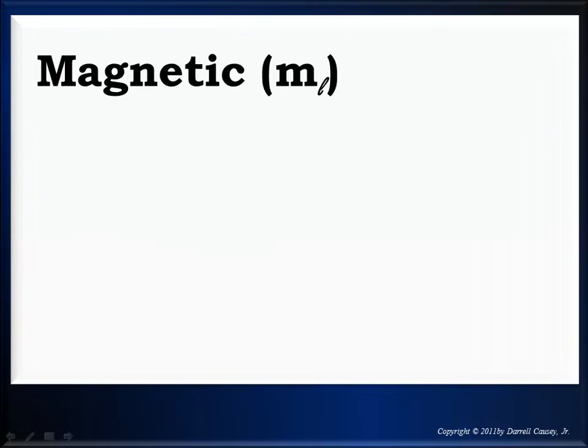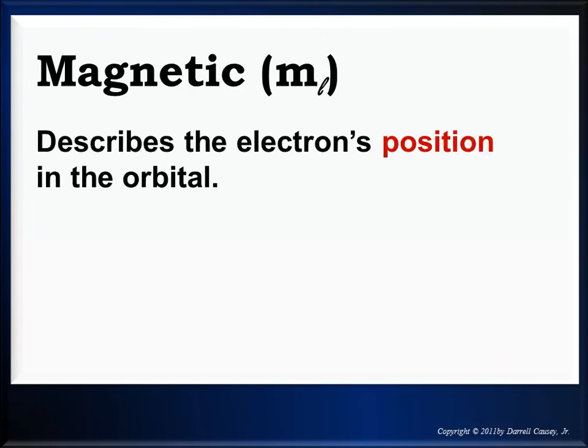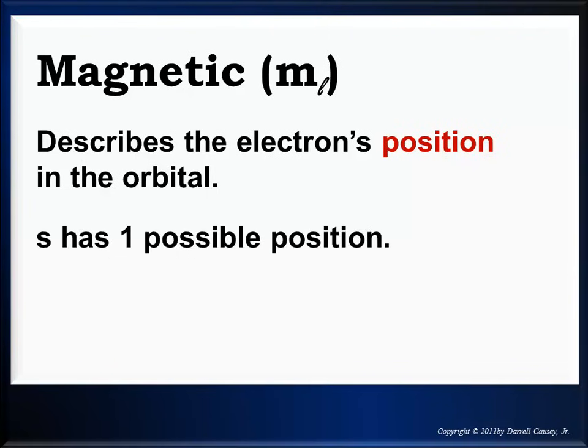The third quantum number is the magnetic quantum number. It's m sub l for its symbol, and it describes the electron's position in the orbital. S has one possible position, the P's have 3 possible positions, the D has 5 possible positions, and the F has 7 possible positions.